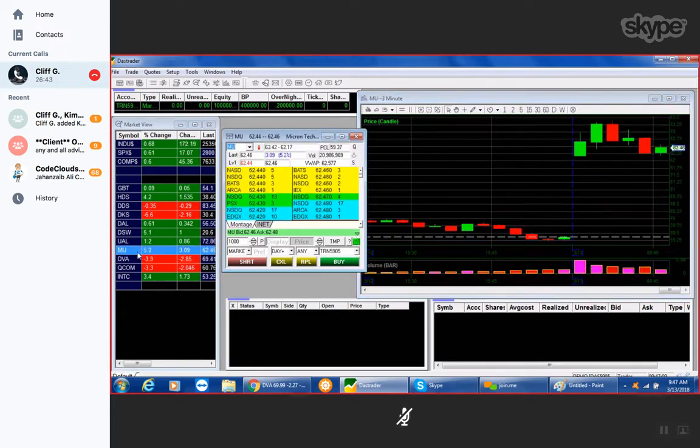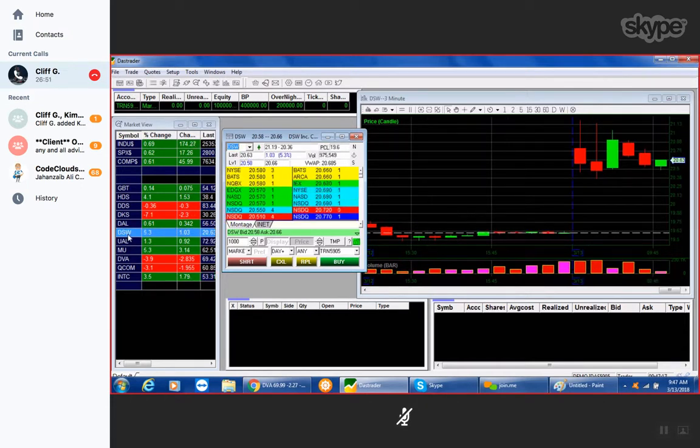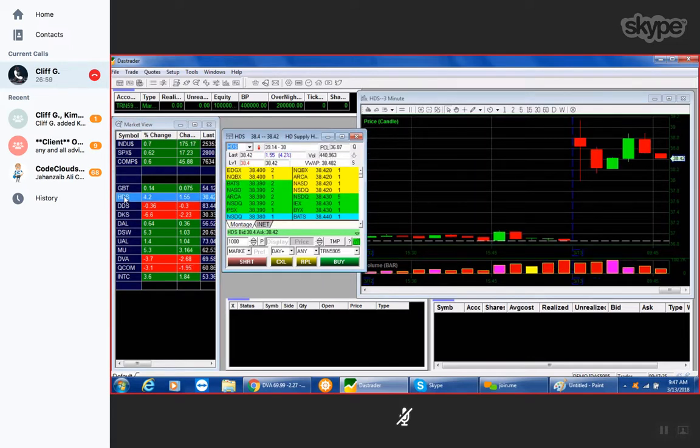Here's Micron, another quarter chart. This is a 10-cent chart. Look at 72.10, 72.20, 72.30. DSW, another 13-cent chart. Dick's Sporting Goods, there's a 20-cent chart. HDS, 20-cent chart. We haven't had any 50-cent charts yet, but okay. All right, so I'm going to continue to compile my list. I only have 11 names right now.